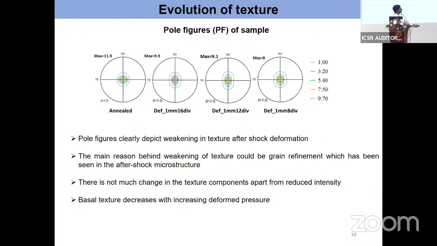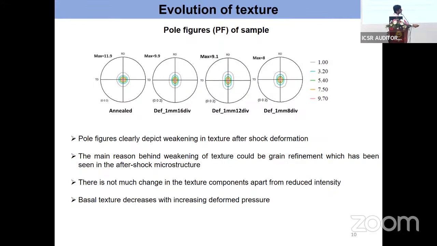So this is the pole figure. By pole figure, we have calculated the texture. Up direction is rolling direction, this direction is TD direction, and the center is the normal direction. All intensity is concentrated at the origin, which means that all grains are oriented parallel to the normal direction in all three cases. When I increased my peak pressure, intensity decreased. The initial intensity is 11.9, and after that it decreases to 8.